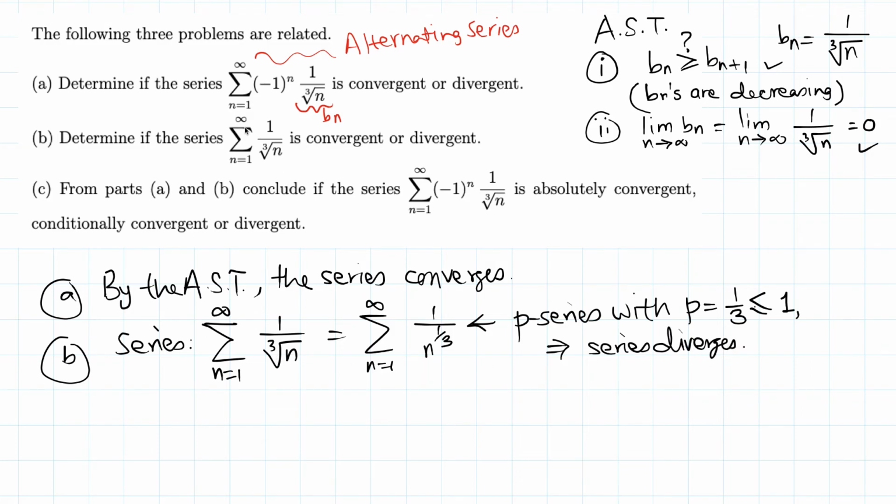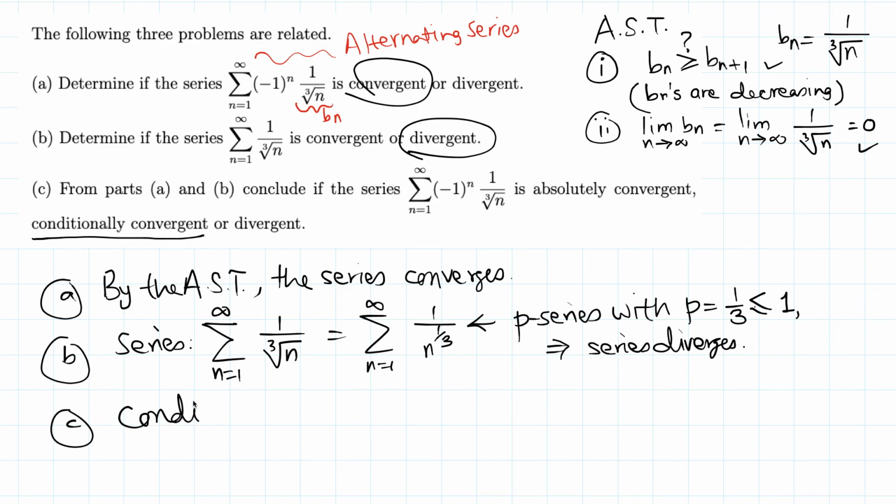So part B is divergent, part A is convergent. Then we can now conclude about this series. Without absolute value, it is convergent. With absolute value, it is divergent. And that is exactly the conditionally convergent case. So from parts A and B, we can say this series is conditionally convergent. If both converged, that would have been absolutely convergent. If both diverged, that would be divergent. Final.